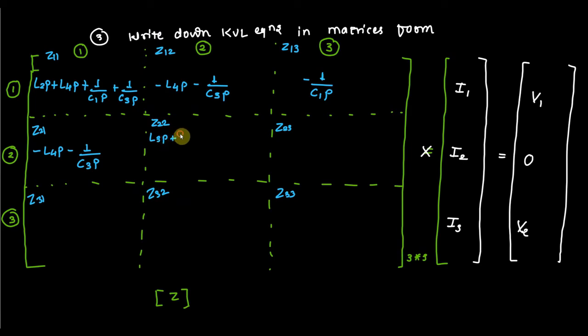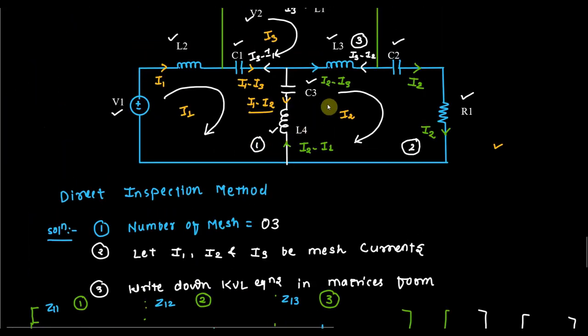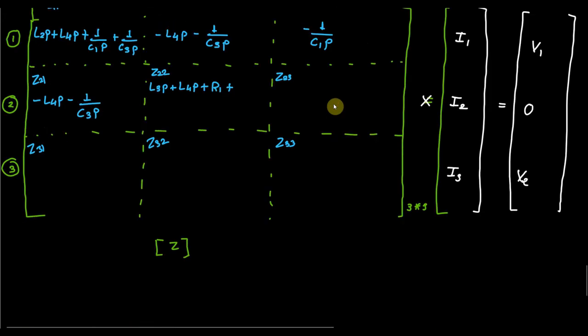L3P, L4P plus there is one resistance R1 plus there are 2 capacitors C2 and C3. So it is 1 upon C2P plus 1 upon C3P. Remember that all diagonal elements are positive and non-diagonal elements are negative.